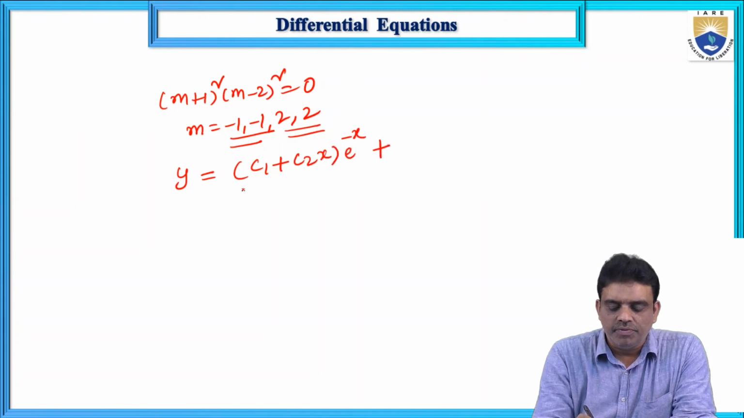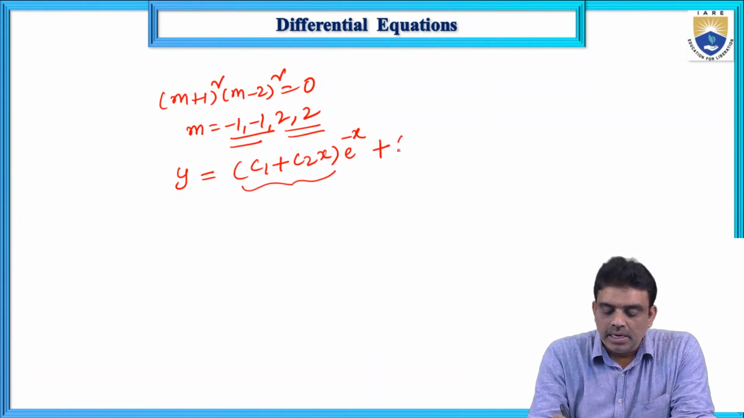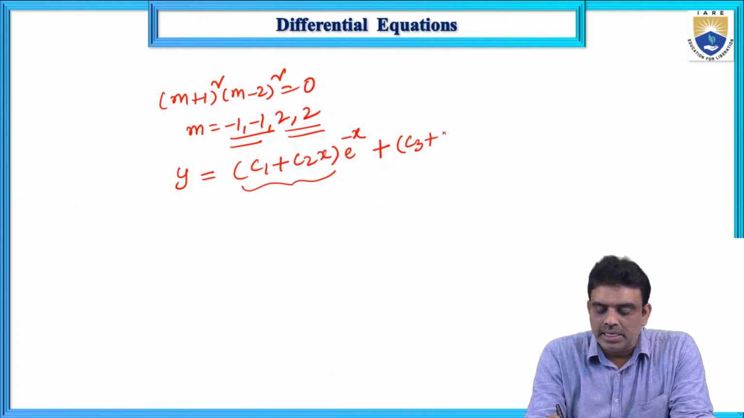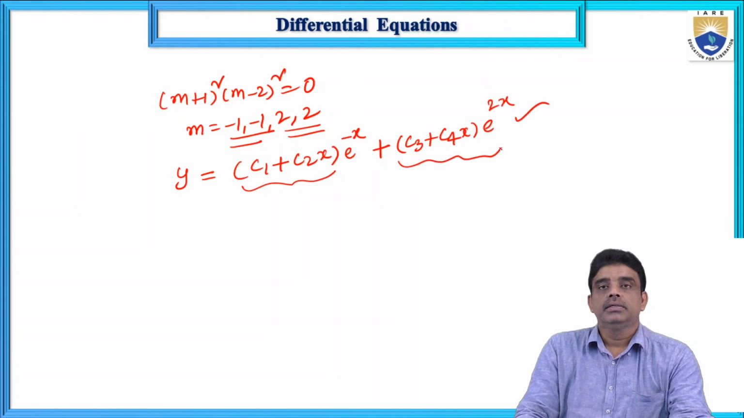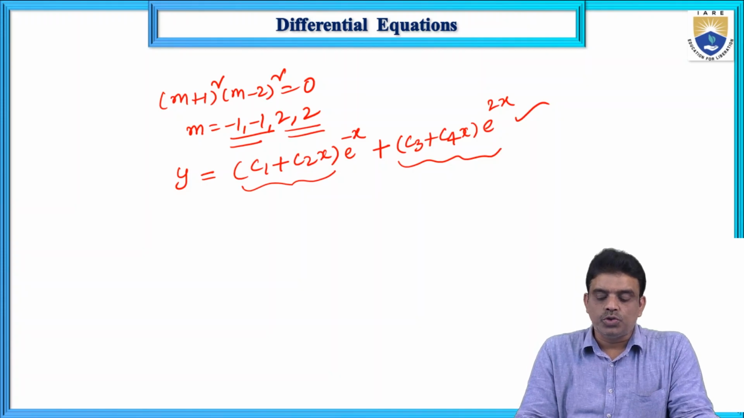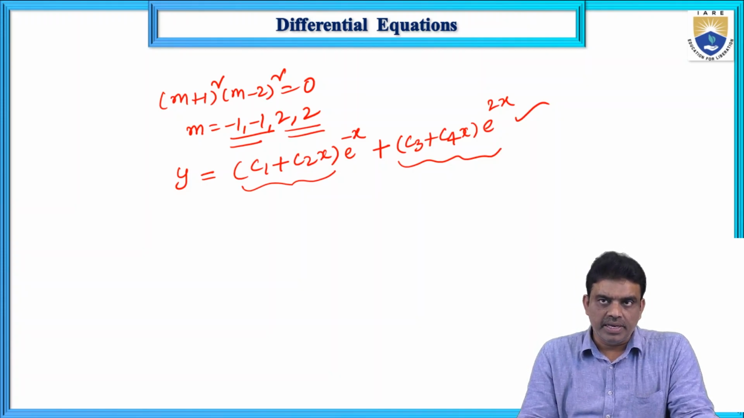That is the first 2 roots. This is the function for the first roots, and the remaining two roots. 2 is also a repeated root. I am using C3 plus C4x of e power minus 2x. It is for the other two repeated roots 2 comma 2. So this will be the solution of the given equation.